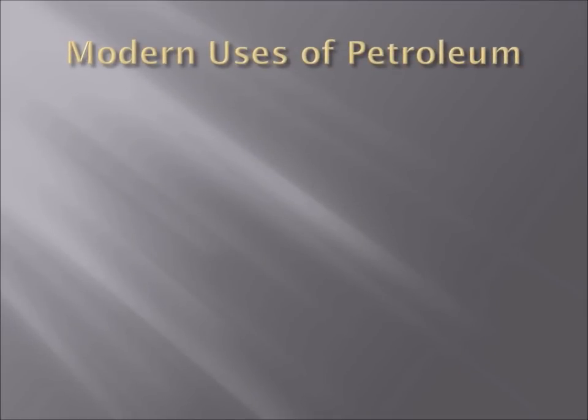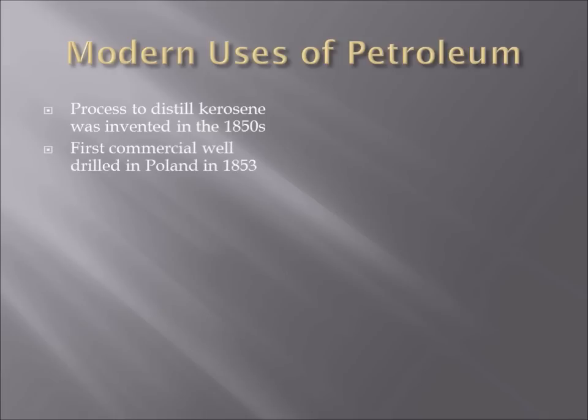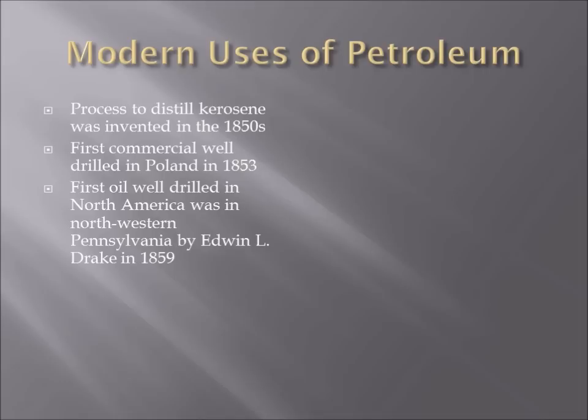Here are some modern uses of petroleum. The process to distill kerosene, which is a clean liquid formed from a mixture of hydrocarbons, was invented in the 1850s. It is the major step to produce fuel. The first commercial well was drilled in Poland in 1853. The first oil well drilled in North America was in northwestern Pennsylvania by Edwin Drake in 1859.